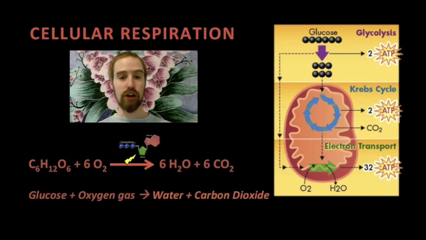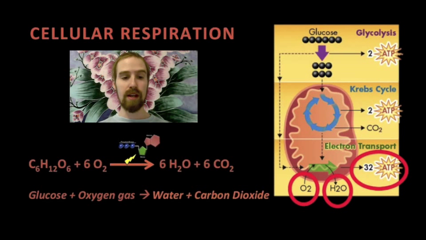Cellular respiration occurs in three stages: glycolysis, the Krebs cycle, and the electron transport chain. Each of these stages produces some ATP, but most of the ATP produced during cellular respiration is produced during electron transport, and this is the part of cellular respiration that requires oxygen in order to occur. It's also the part of cellular respiration in which water is produced.